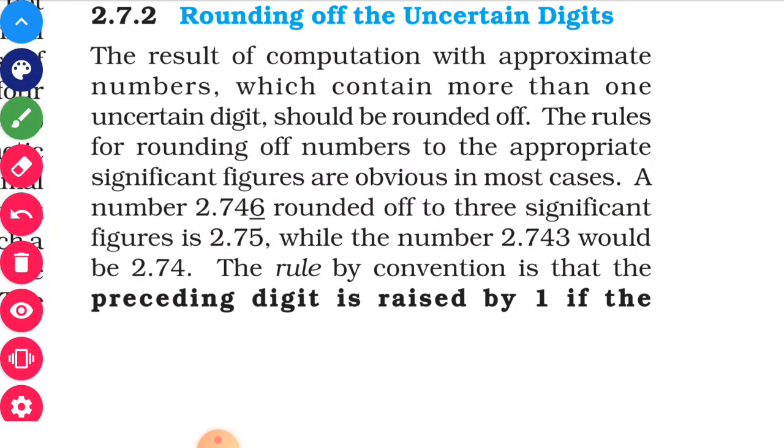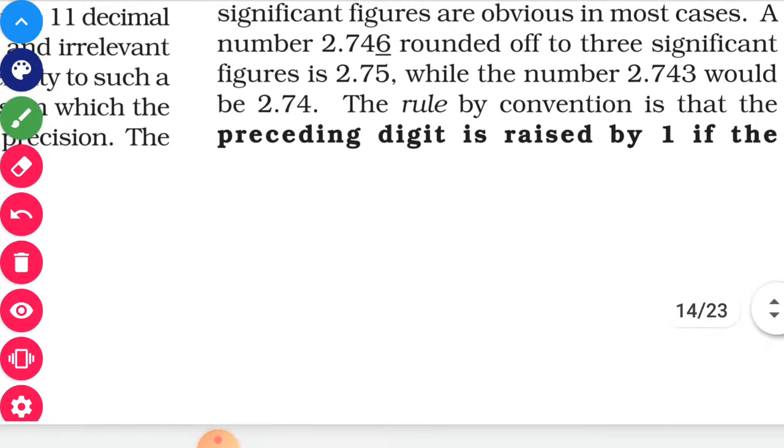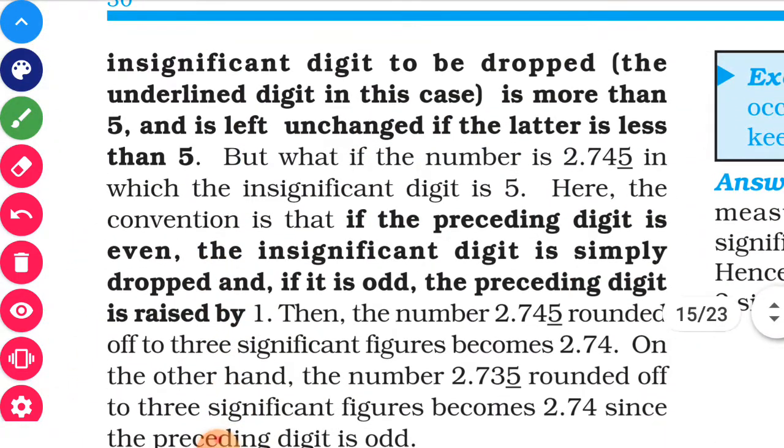And if the last digit is less than 5, see here 3 is less than 5, then this has to be just dropped, or we can say the preceding digit, that is 4, is kept as it is. So these are the rules that we generally practice.